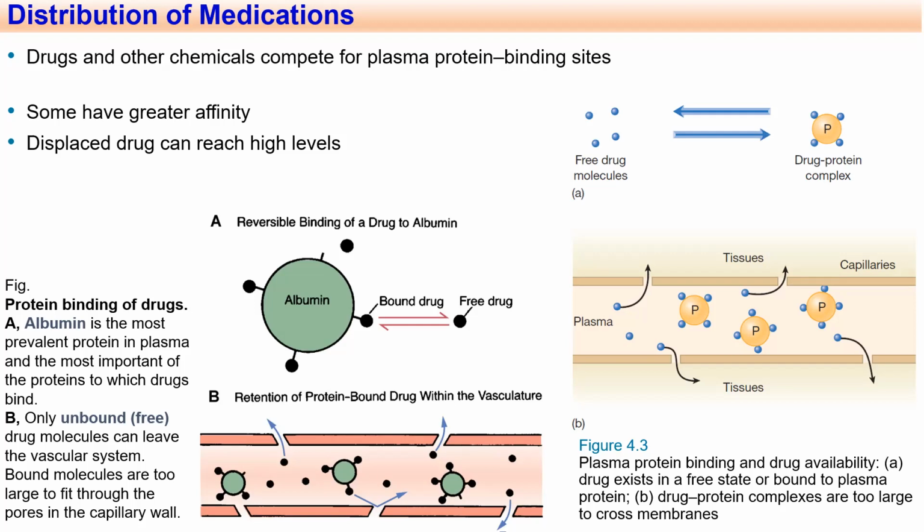Albumin is the most prevalent protein in plasma and the most important of the proteins to which drugs bind. The unbound or free drug molecules can leave the vascular system. Bound molecules are too large to fit through the pores in the capillary wall.